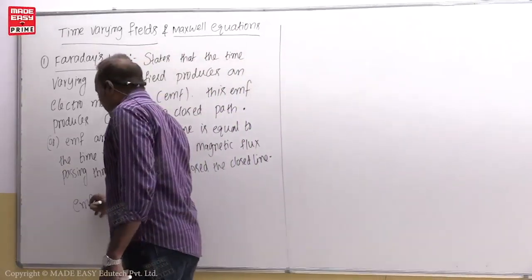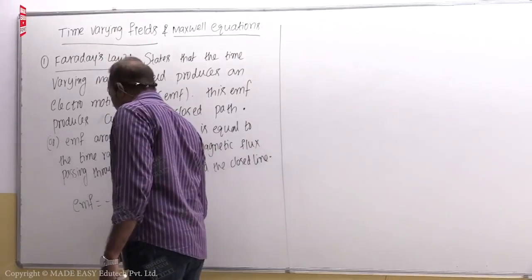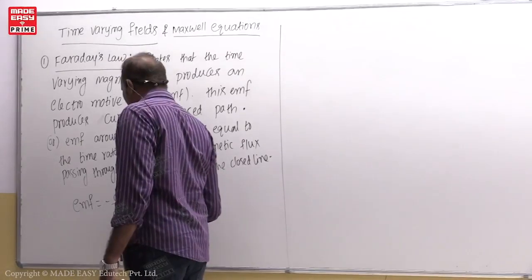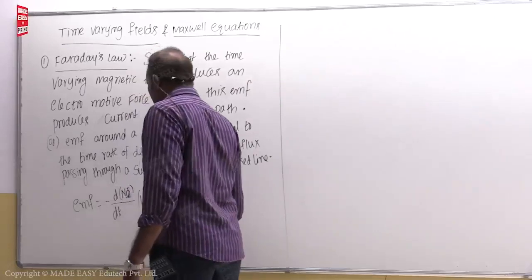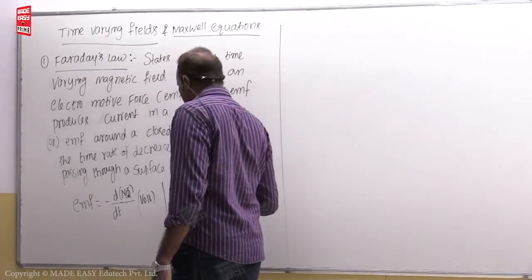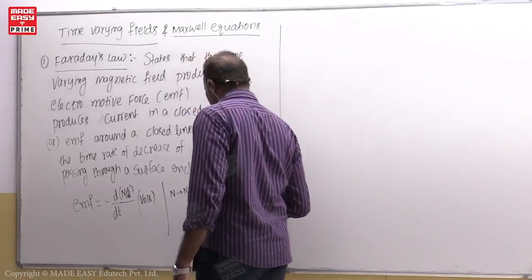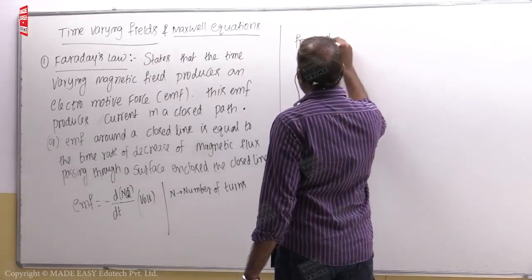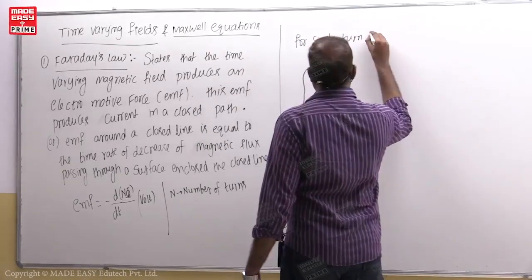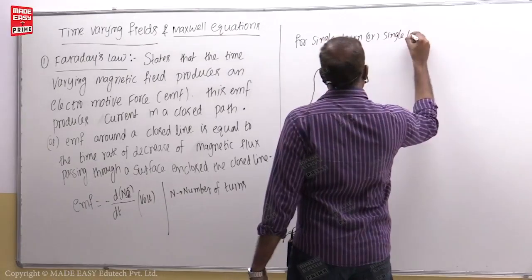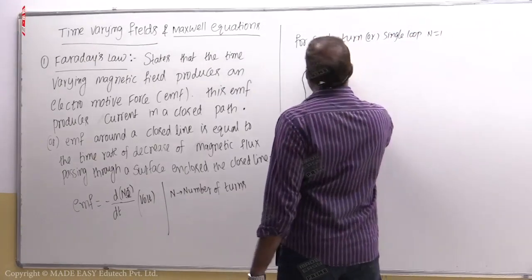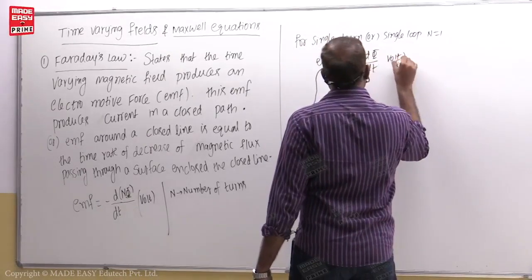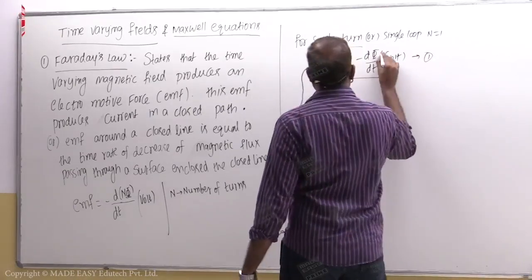Okay, mathematically EMF is equal to minus d by dt of the total magnetic flux, which is N times psi if N turns are there, and this is in volts. EMF is in volts actually. Here N is the number of turns. For a single turn, or otherwise a single loop, N is equal to 1. So EMF is equal to minus d psi by dt volt. This is equation number 1 for a single turn.